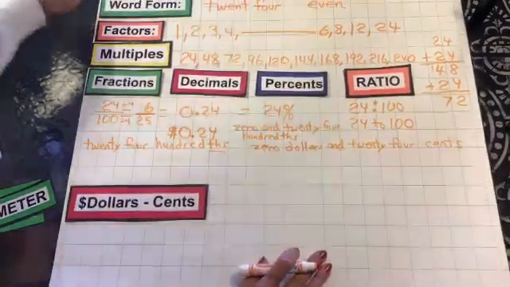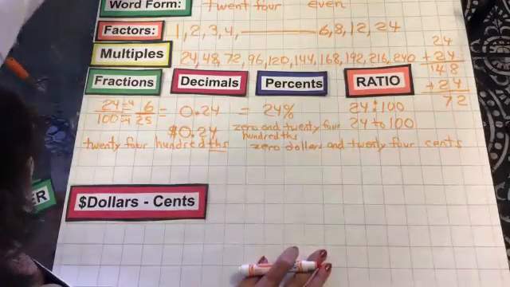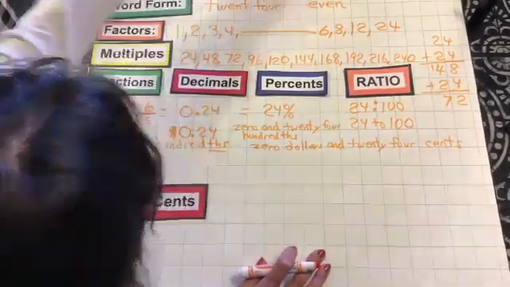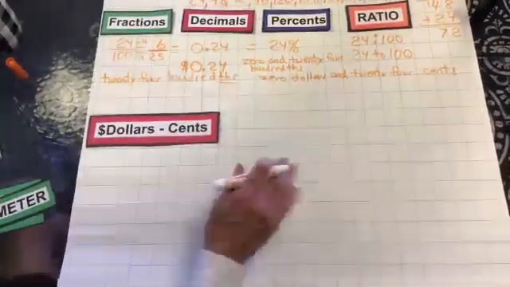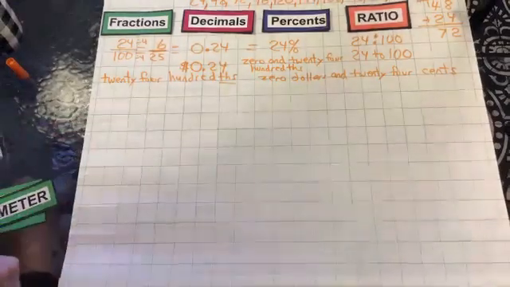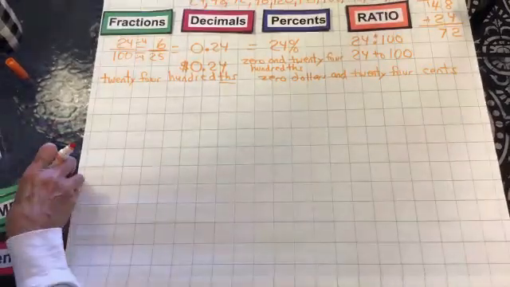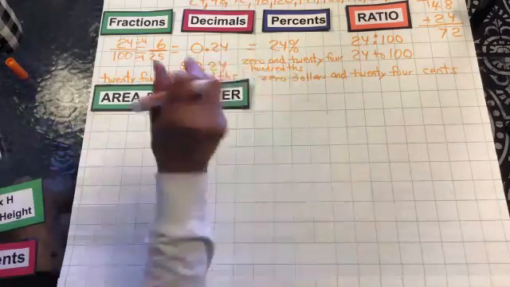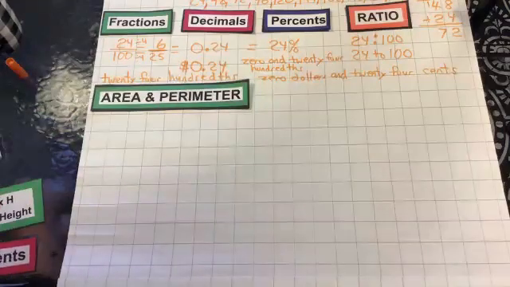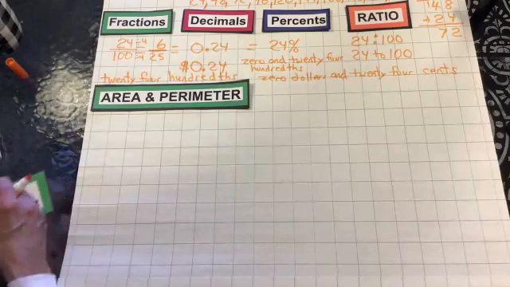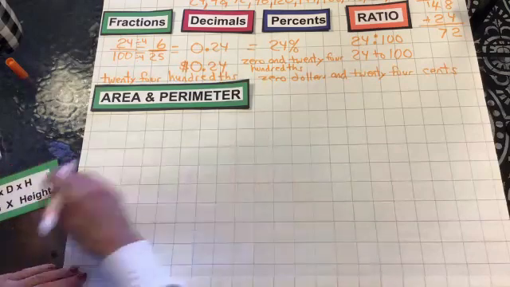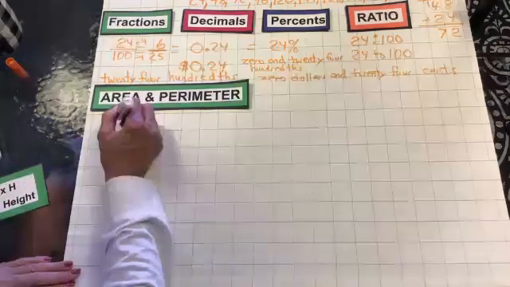Woo! All right. Moving right along. So let's move on to area. Now, because we have so many factors for 24, we're going to have a lot of different areas and perimeters. So let's get started. And a lot of volumes. So let's get started with our area.